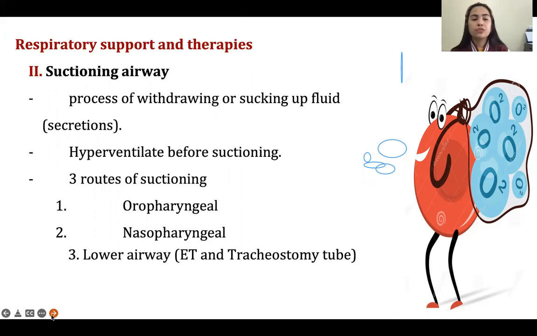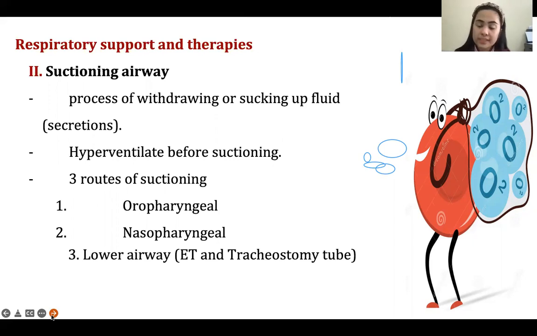Then we also have suctioning. Suctioning is the process of withdrawing or sucking up fluid or secretions. We do this for patients who have a lot of secretions that can clog the airway. If we do not do this, the patient will desaturate. What is desaturation? Desaturation means the oxygen saturation of the patient, which should be 95 to 100%, will decrease and go down. So we should do it regularly.